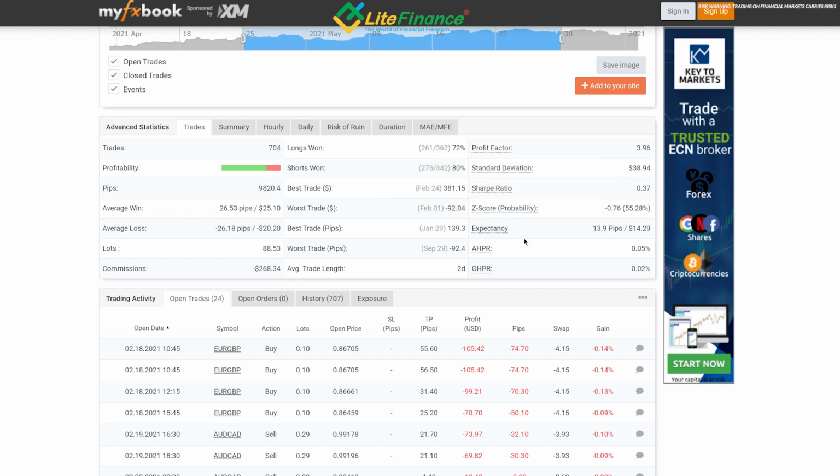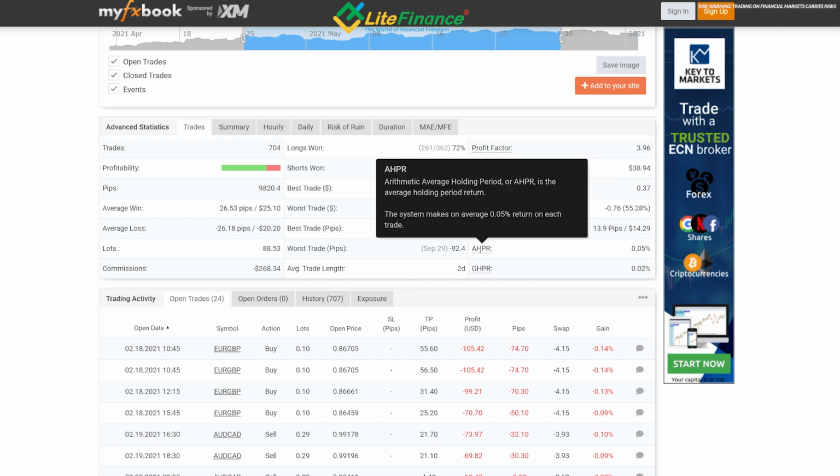What AHPR and GHPR are is a little bit unclear. These parameters are briefly mentioned in an article on the MQL5, but it hasn't explained anything. So we should just follow what is written here, that the arithmetic average holding period return is the average holding period return. So the system makes on average 0.05 return on each trade.